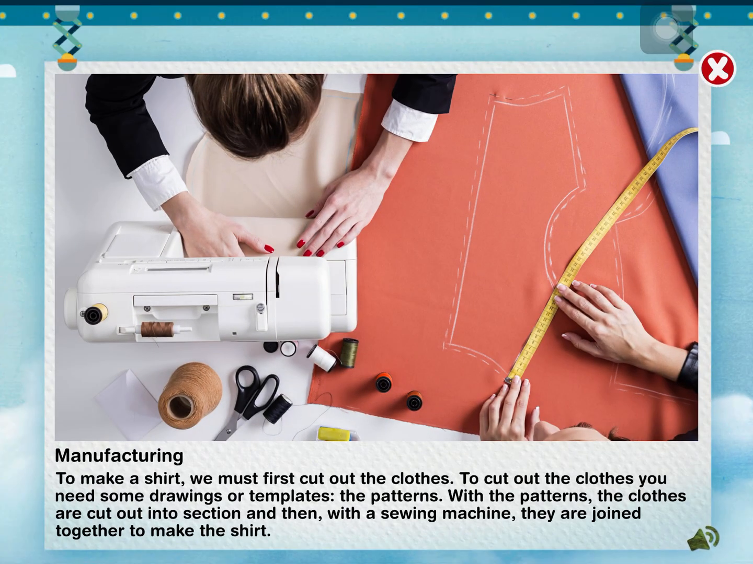To make a shirt, we must first cut out the clothes. To cut out the clothes, you need some drawings or templates, the patterns. With the patterns, the clothes are cut out into sections, and then with a sewing machine, they're joined together to make the shirt.